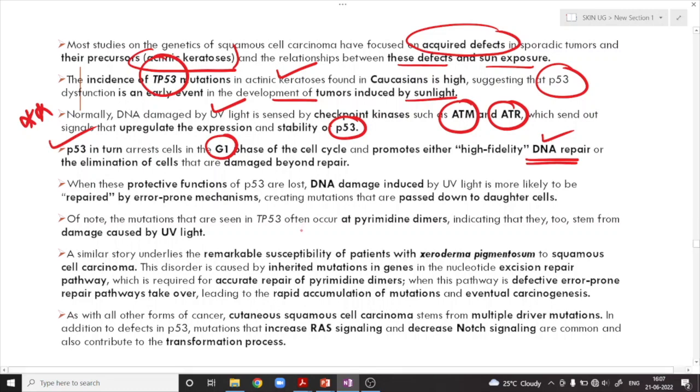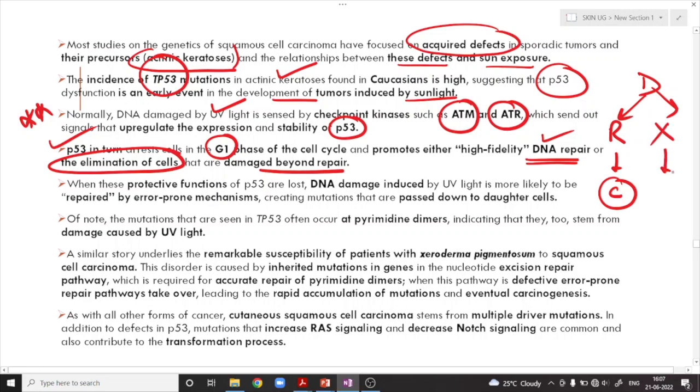If DNA repair is not possible, that means the damage is beyond repair, then that cell is going to undergo elimination, that is, it is going to die by apoptosis. Okay, the p53 will induce apoptosis. So whenever any kind of cell damage is there, that will be sensed by the ATM-ATR, which will induce p53. If repair is successful, the cell will go back to the cell cycle. If the repair is not successful, then the cell is going to undergo cell death by apoptosis.